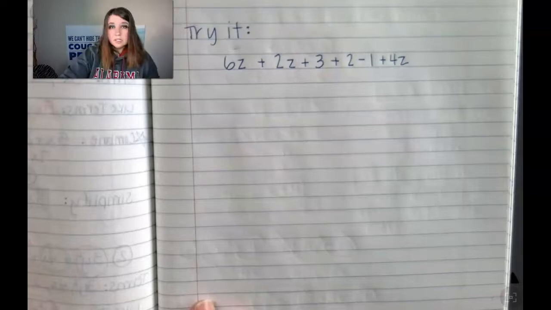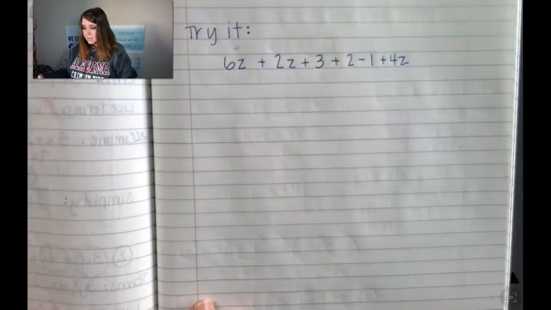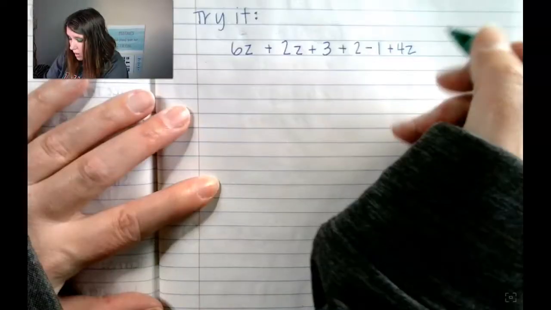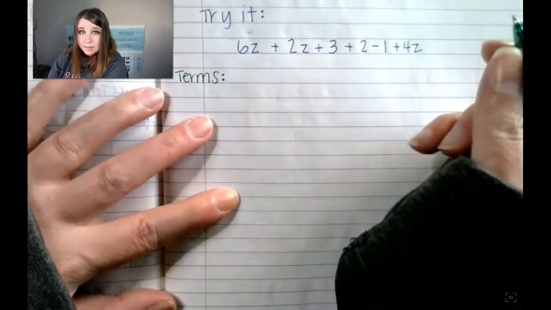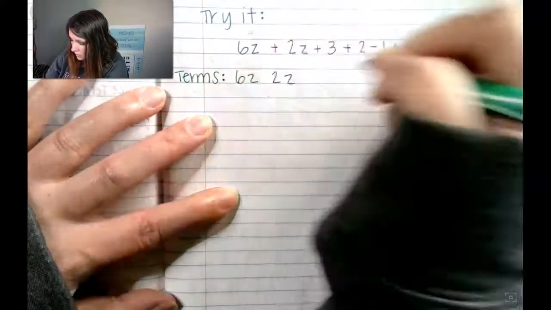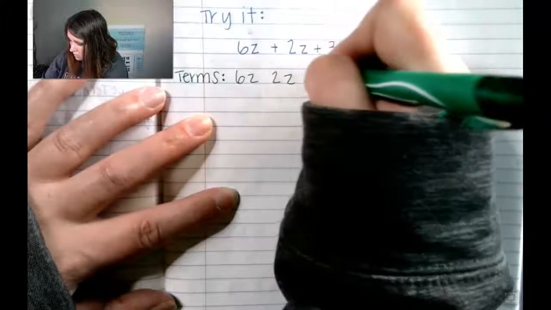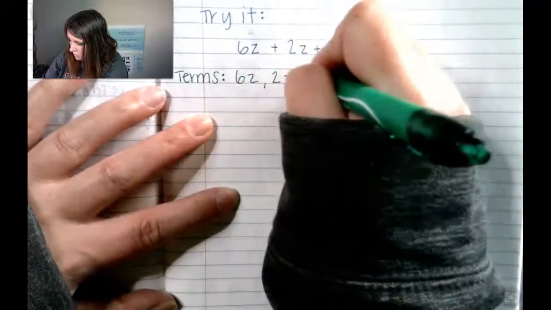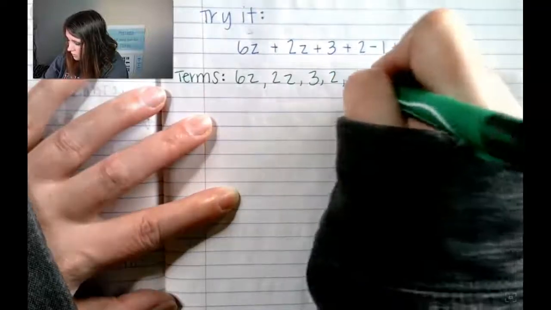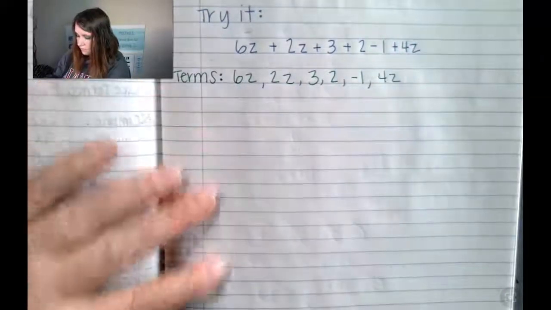Okay, again, start by listing the terms. So the terms that we have here. Make sure you hit pause so you don't hear me. Hit pause, follow through, get it down, and then you do yours. When you're done, come back and listen. All right, so we have 6z, 2z, 3, 2, a negative 1, and a 4z.